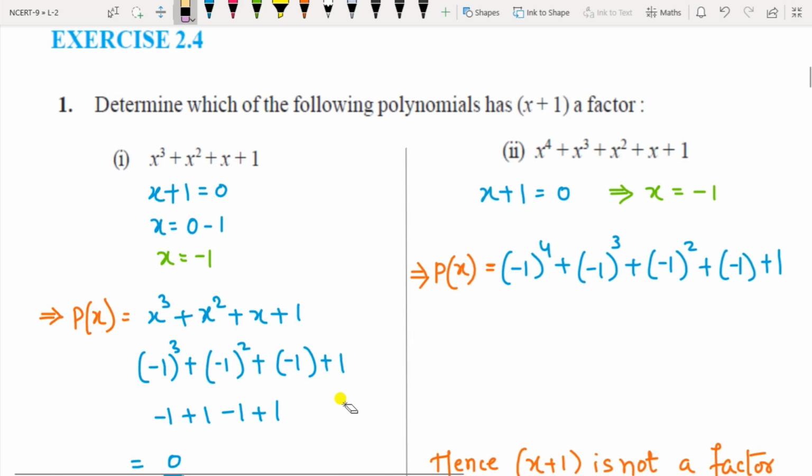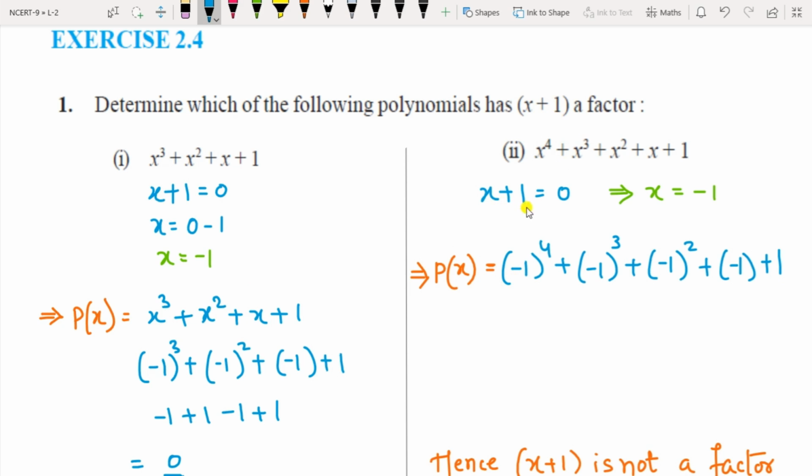Similarly, we will solve this one now. This is another equation, but the divisor is the same for all these sub-questions. x plus 1 is the only divisor given here. So for each and every question you have to use this factor only. You have to show this is a factor.